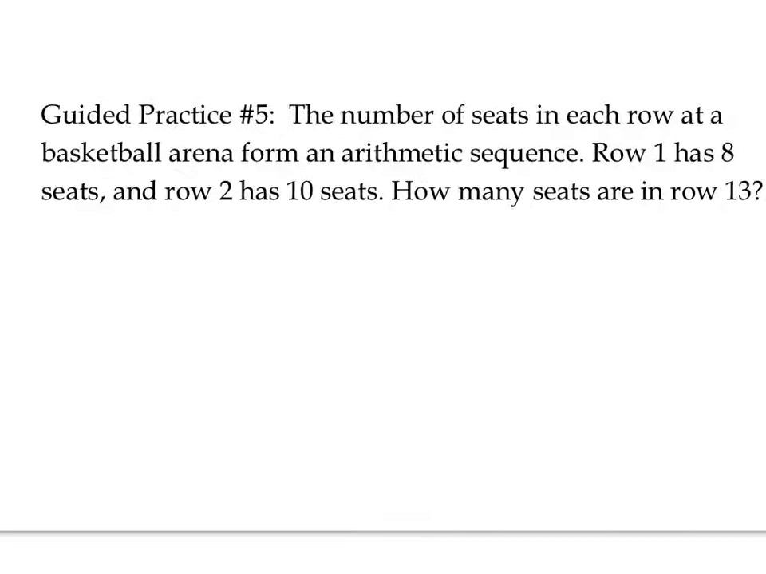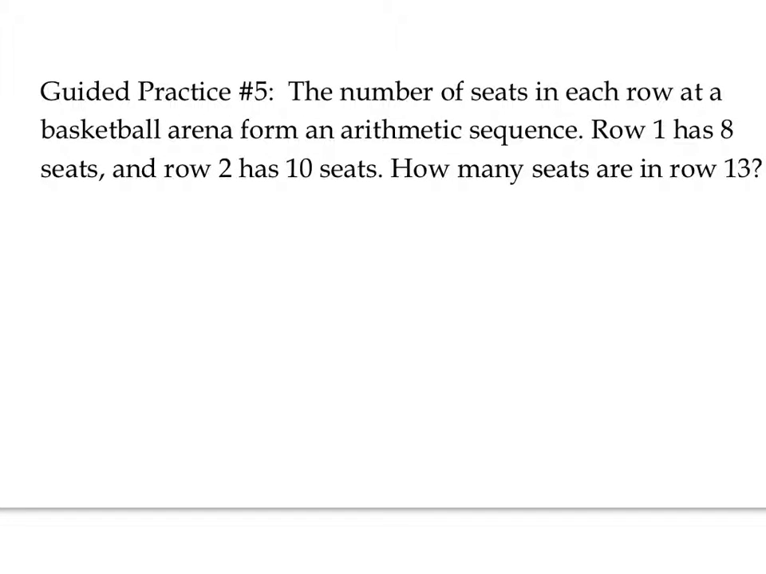It says the number of seats in each row at a basketball arena form an arithmetic sequence. Row 1 has 8 seats, Row 2 has 10 seats. How many seats are in row 13? Our listing is going 8 seats and then 10 seats, and then what we want to figure out is row 13. So our common difference is 2.